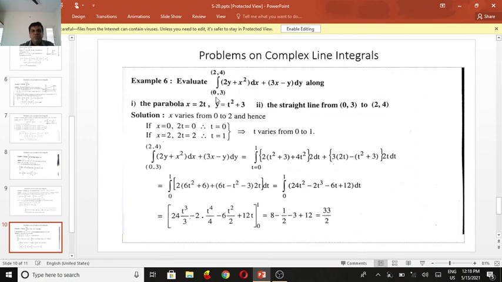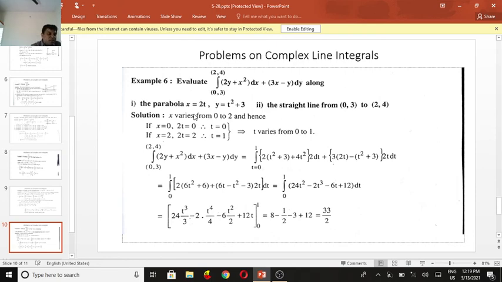evaluate the integral from (0,3) to (2,4) of (y plus x²) dx plus (3x minus y) dy along the parabola x equal to 2t and y equal to t² plus 3. First one. Second one, the straight line from (0,3) to (2,4). For the first, x varies from 0 to 2. If x equals 0 then 2t equals 0, therefore t equals 0, and if x equals 2 then 2t equals 2, so t equals 1. That means t varies from 0 to 1.